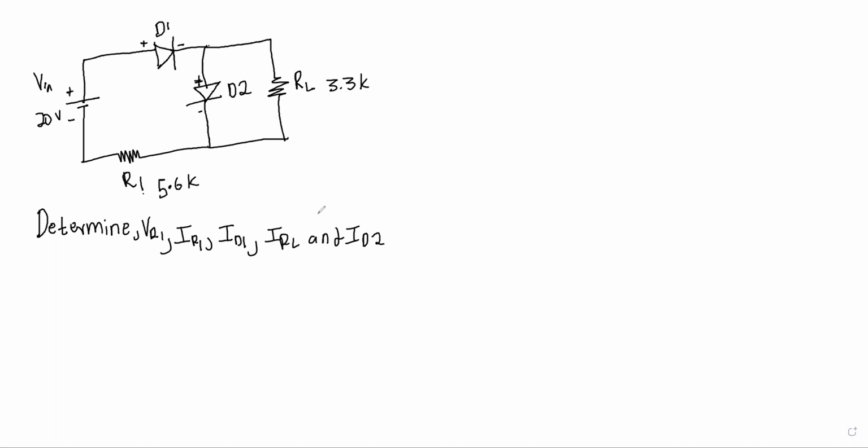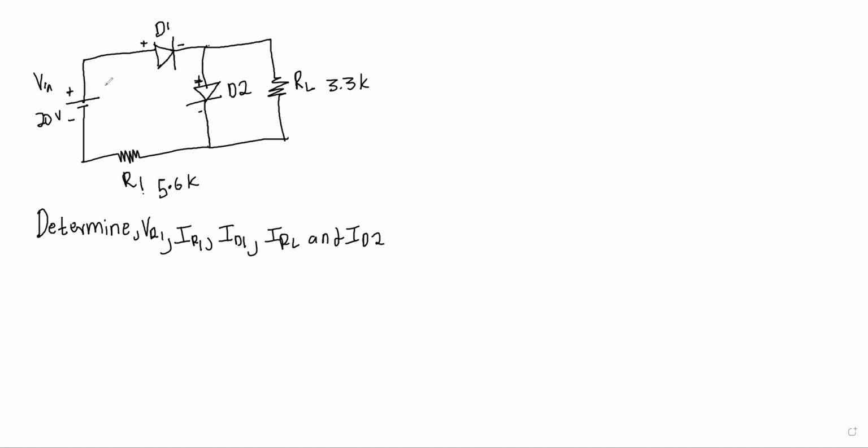In this video, we will work on diode examples and their solutions. In today's video, we have this schematic where we're asked to determine VR1, IR1, ID1, IRL, and ID2. Before we answer this type of question, we must confirm two things: check which diodes are in forward bias and which diode is in reverse bias, so that we can know which one to ignore and which one to consider.